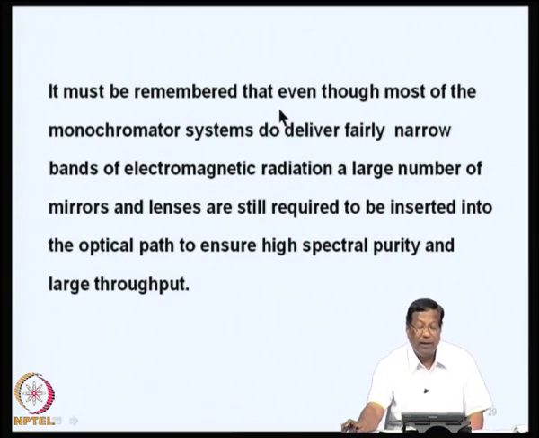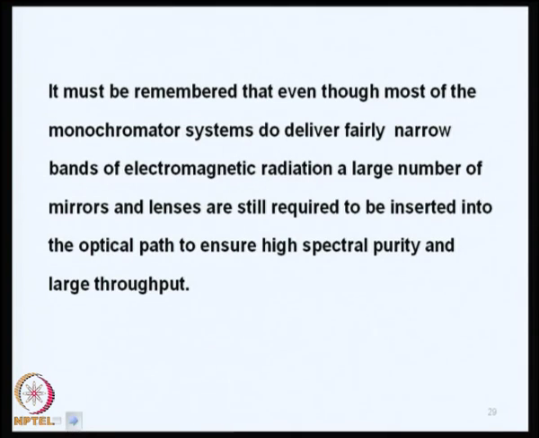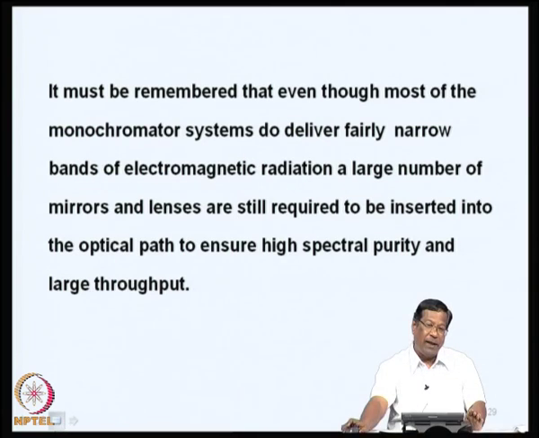So, it must be remembered that even though most of the monochromator systems do deliver fairly narrow bands of electromagnetic radiation, a large number of mirrors and lenses are still required to be inserted into the optical path to ensure high spectral purity and large throughput. This slide is some sort of a summation of our discussion on the optics and collimation, and what we are saying is you cannot really completely avoid the use of lenses and mirrors in spectrophotometers, obviously not, but they are all still required to be inserted into the optical path to ensure high spectral purity. For example, if you use echelle gratings, you definitely need prisms, mirrors and other things.